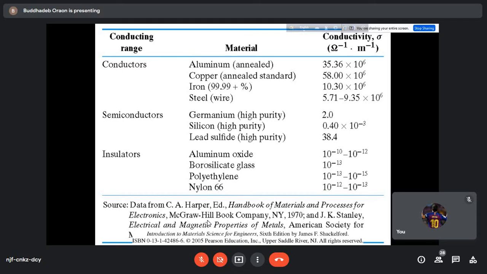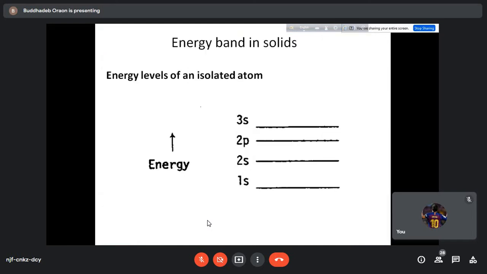Here are some values of conductivity of conductors, semiconductors, and insulators. Same slide, almost the same slide. Next point is the energy band in solids. We will discuss this part slightly in detail.